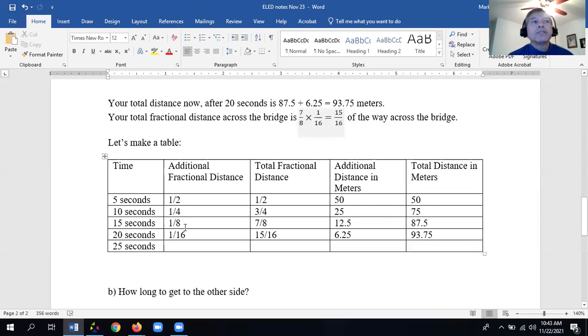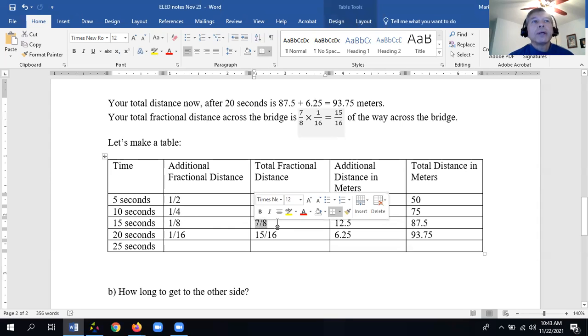The next 5 seconds, you walk half the distance remaining. Half of 1/4 is 1/8. So you went an additional 1/8 of the way across the bridge. Your total distance now, 1/8 plus the 3/4, is 7/8. So you now are 7/8 of the way across the bridge. In terms of meters, half of that 25 meters is 12.5 meters. So your total distance now is this 12.5 meters plus the 75 meters. So that gives you a total of 87.5.